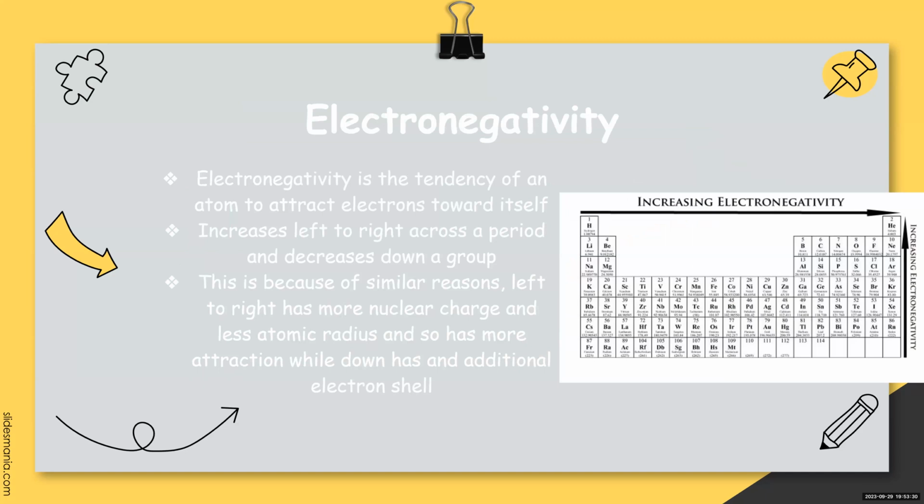Fluorine. Wait, what'd you say? He got it correct. He said fluorine. All right, yeah. Fluorine has the strongest electronegativity.